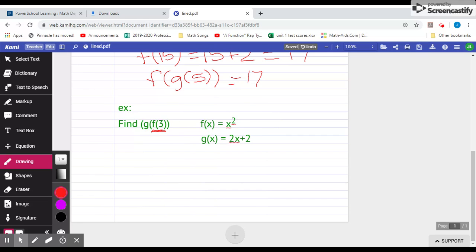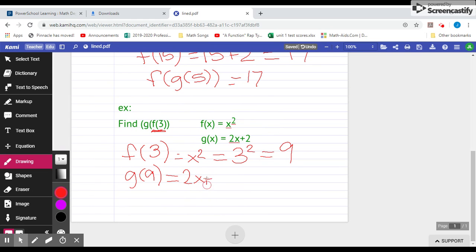So I'm going to take the f of 3, use that x squared function, and simply replace the x with 3. So I get f of 3 is equal to 9. Once I have my inside function solved, I put that 9 into the outside function. So I'm going to find g of 9, and put it into 2x plus 2.